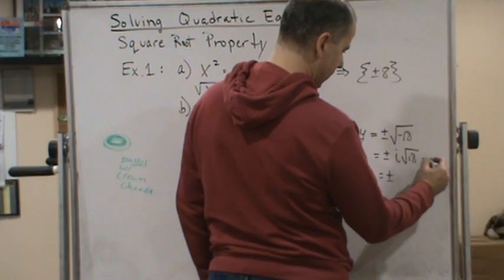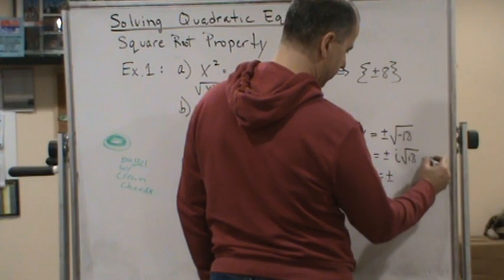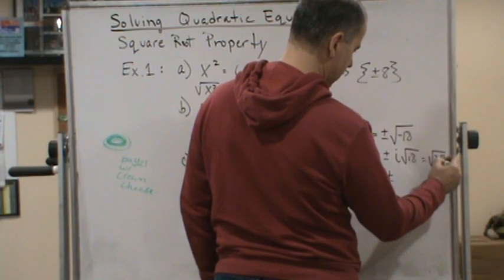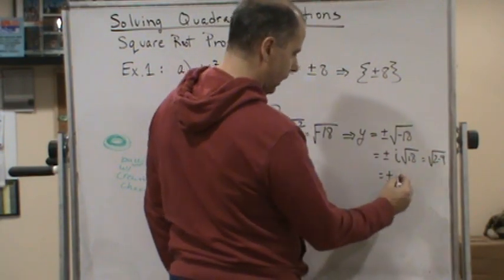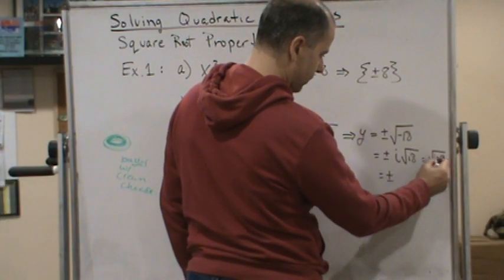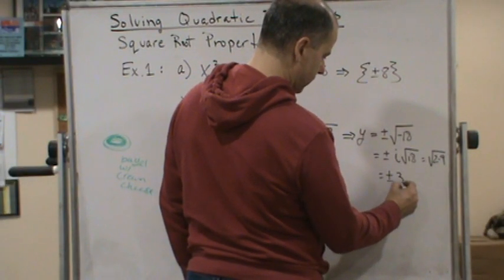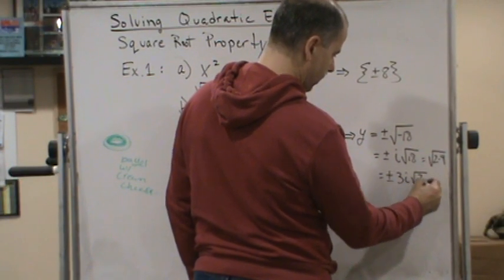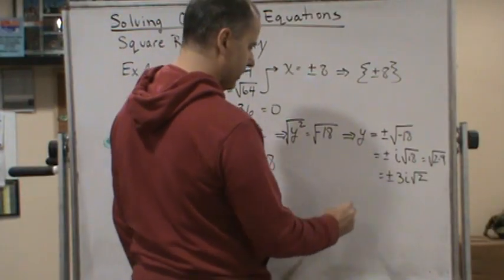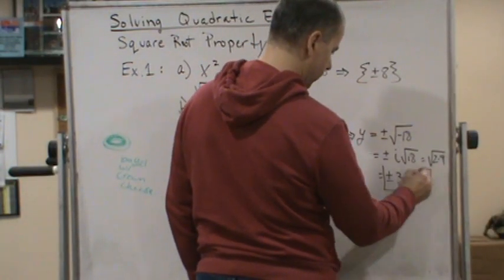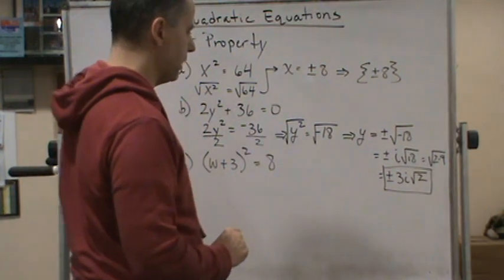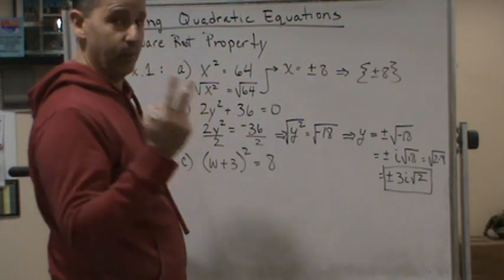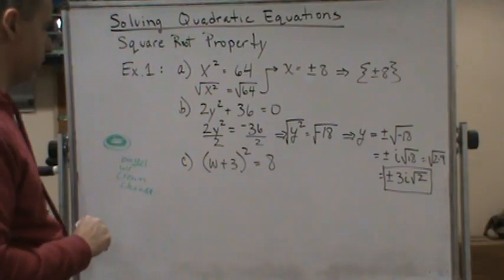So just so you see it, this is going to be the square root of 2 times 9, and we can split that up. And so we're going to get plus or minus the square root of 9 is 3, so that's going to be 3i times the square root of 2. And so this is our solution, right? So plus or minus 3i times the square root of 2 is our solution. So again, we end up with two solutions.